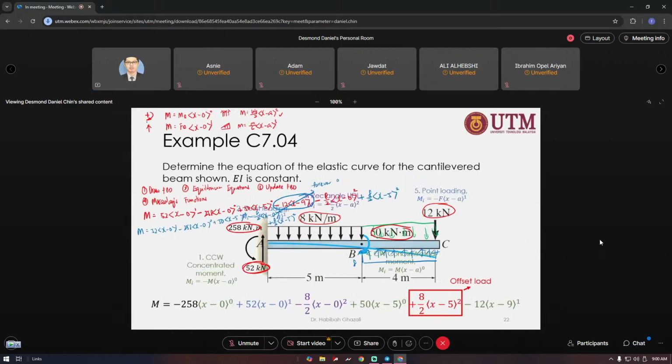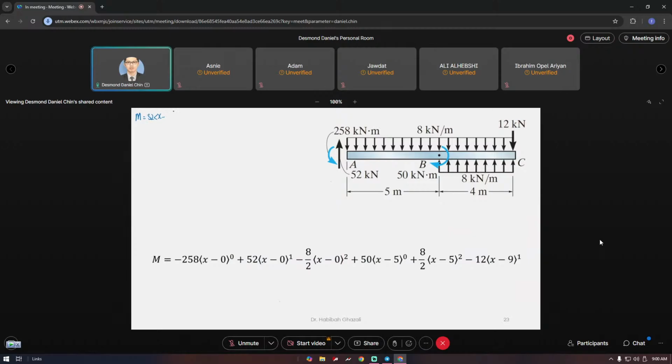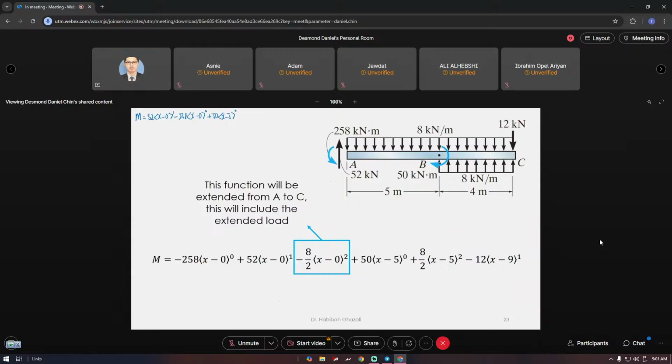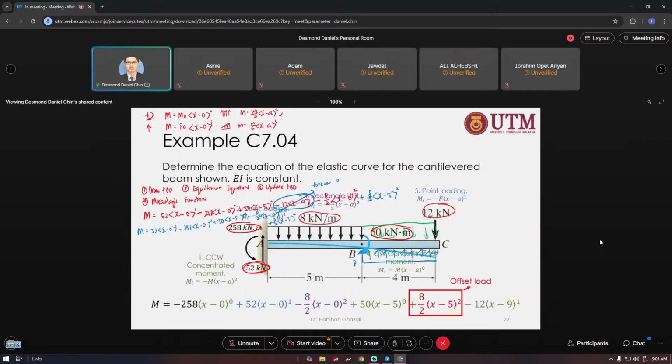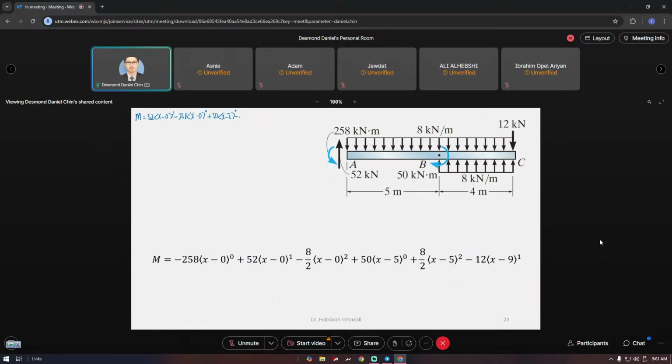52 x minus 0 to the power of 1, then negative 258 x minus 0 to the power 0 plus 50 x minus 5 to the power of 0. What else? Minus 8 divided by 2 x minus 0 square plus 8 divided by 2 x minus 5 square.